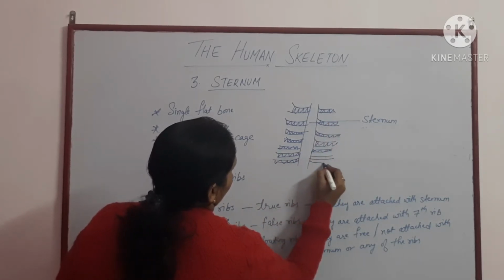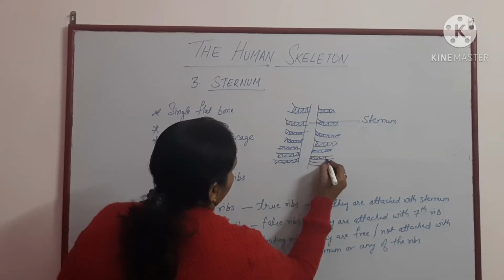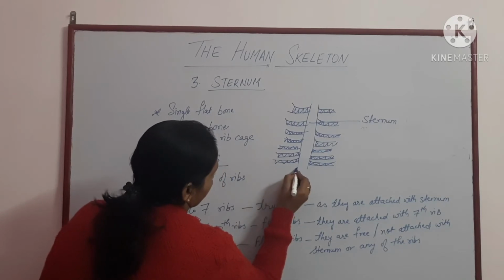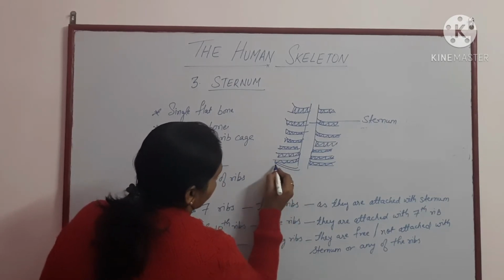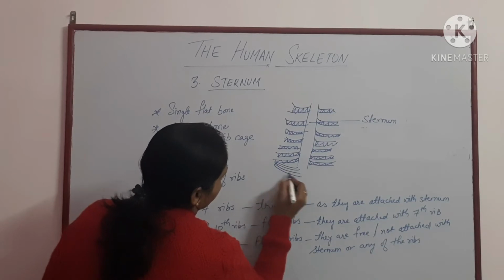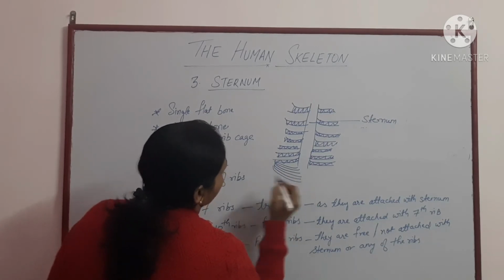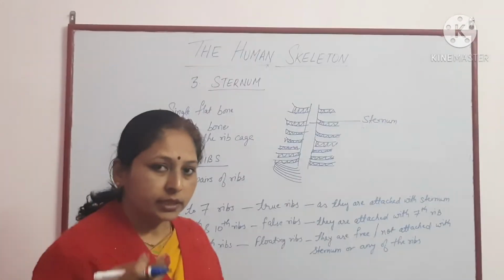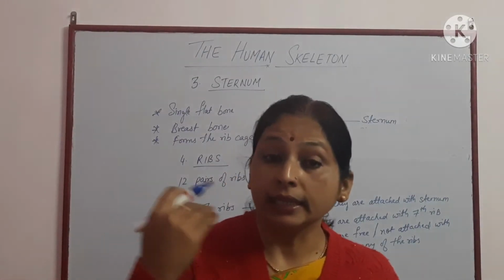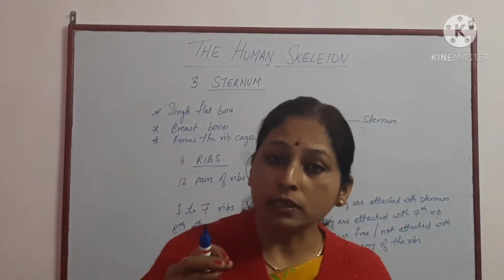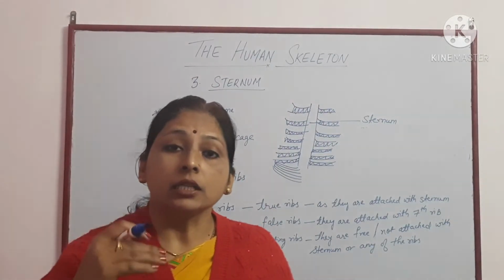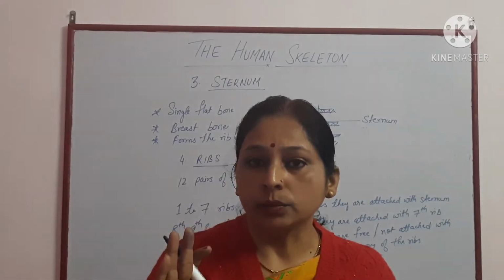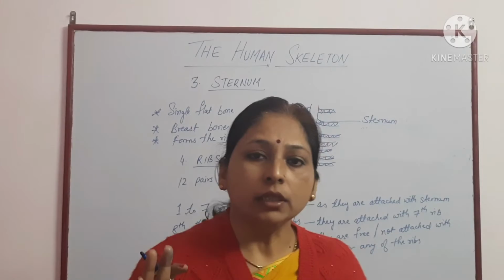7 and the 8th. 8th is attached with this one like this. 8th, 9th and 10th attached with the 7th rib, so they are not directly attached with the sternum, so they are false ribs. The last 2, 11th and 12th, are floating ribs. They are not attached with the sternum or any of the ribs.